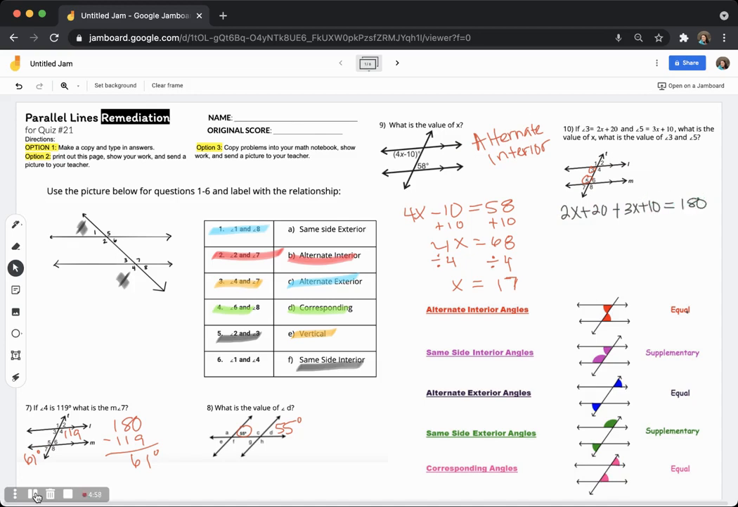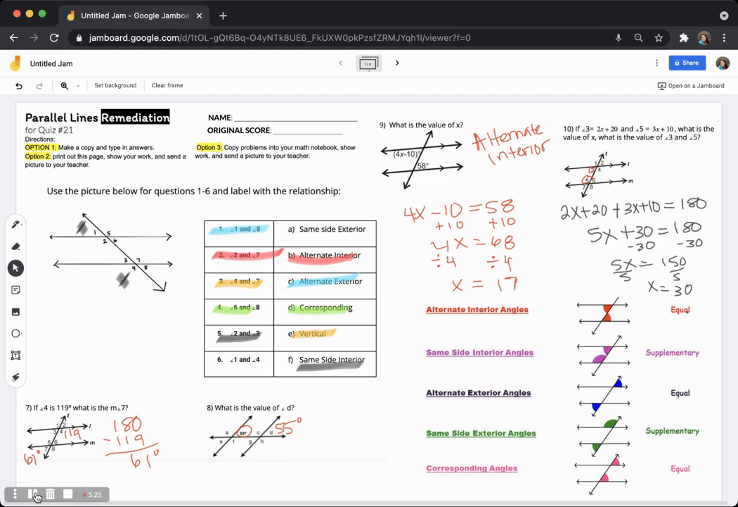So 2x plus 3x is 5x. 20 and 10 is going to give me 30. Set that equal to 180. Then I'm going to solve here. So I subtract 30. Divide by 5. And I'm going to get x equals 30. So x is equal to 30.